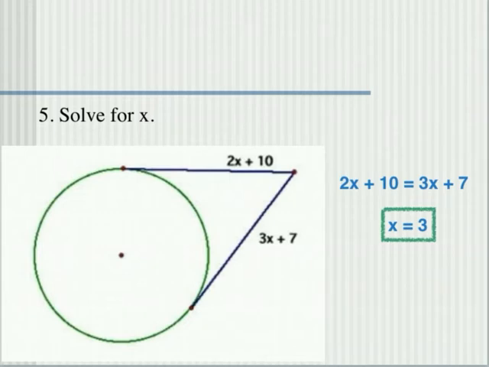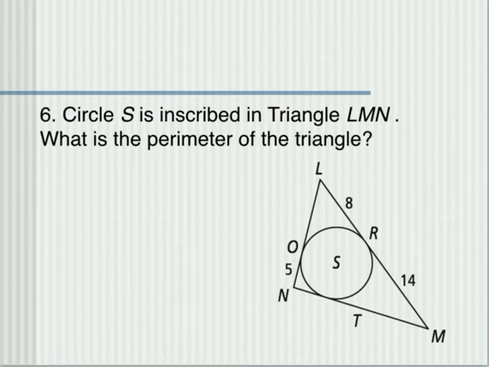That same theorem helps you solve problems like number 6. Circle S is inscribed in triangle LMN. Remember, the word inscribed is one you learned in chapter 5, and it really just means to draw the largest circle that can fit inside of a figure. So that's an inscribed circle in that triangle. What is the perimeter of the triangle?